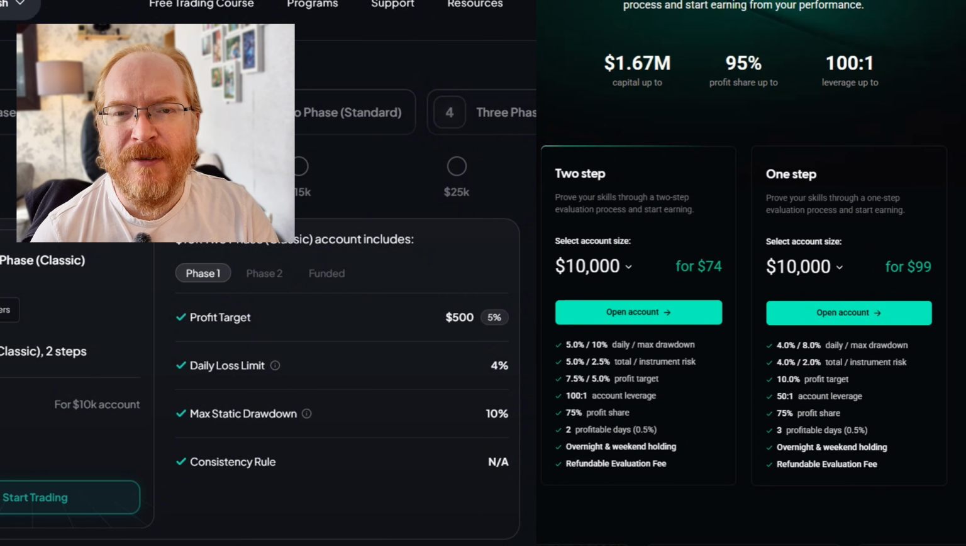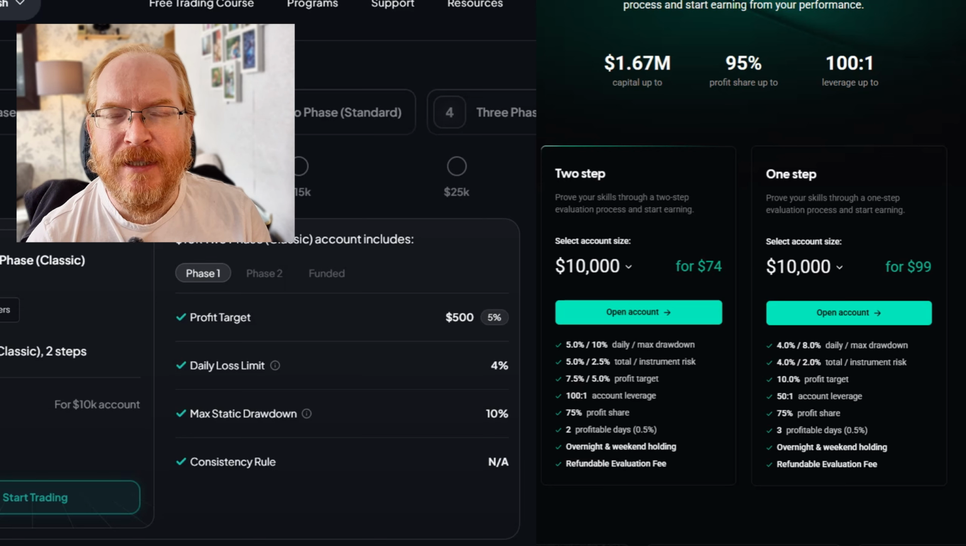With regards to drawdown, Finotive Funding is 5% on the daily and 10% on the maximum, whereas Fxify is very similar with 4% on the daily and 10% on the maximum. One big difference to note is how the drawdown is calculated between the two, with Fxify having a static drawdown of 10% from your account balance at the start. So quite simply, if you have a 10K account, your static drawdown is 10% of that. So you've got until $9,000. So your drawdown is $1,000, simple.